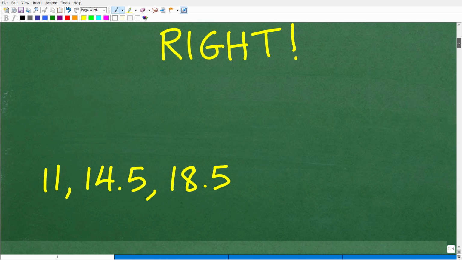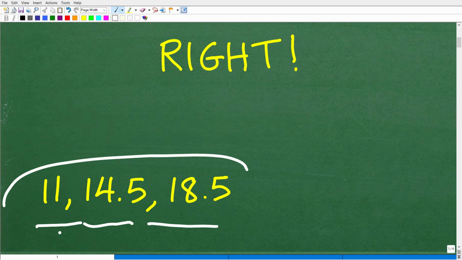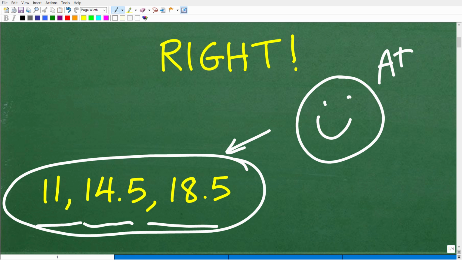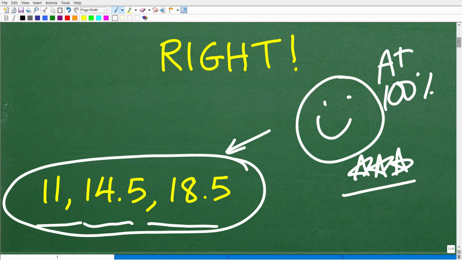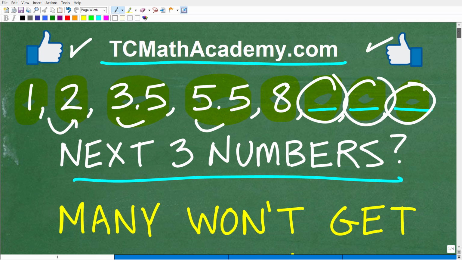The correct answer is 11, 14.5, and 18.5. Okay, so these are the next three numbers in this pattern. And if you figure this out, well, let's celebrate by giving you a nice little happy face and A plus, a 100%, and multiple stars. So you can brag to your friends and family that indeed you stuck with this problem long enough so you can see the pattern and answer the question.